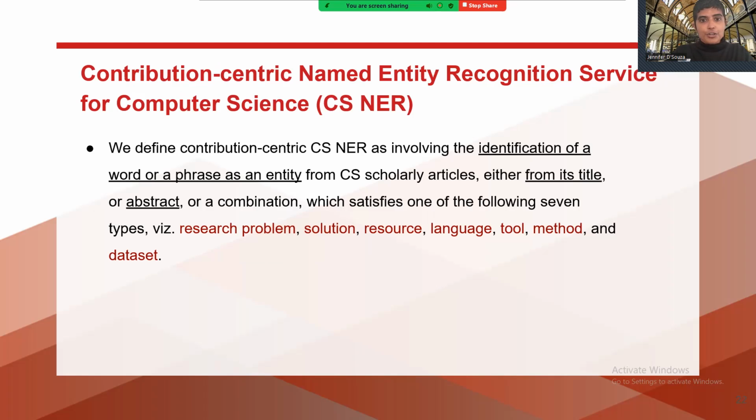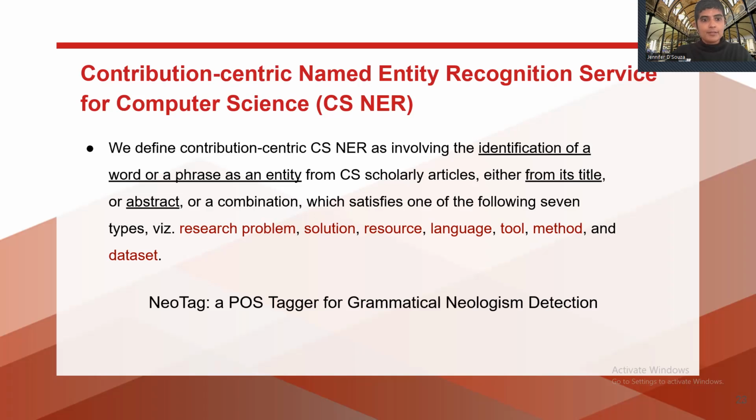We define contribution-centric CS-NER as involving the identification of a word or a phrase as an entity from CS scholarly articles, either from its title or abstract, or a combination of the two sources, which satisfies one of the following 7 types, namely research problem, solution, resource, language, tool, method, and dataset.